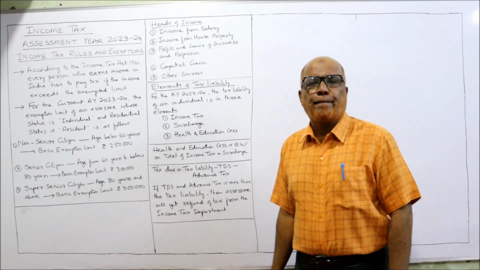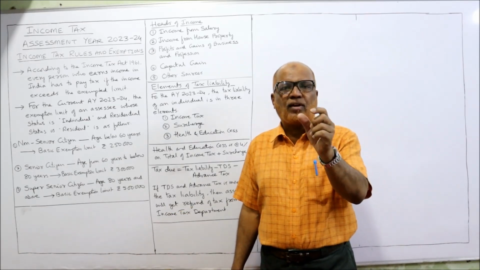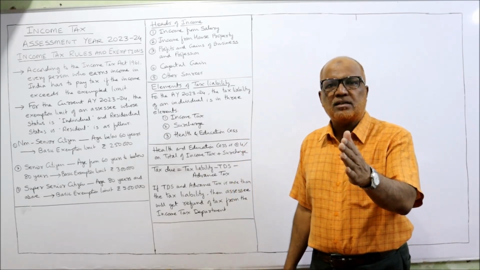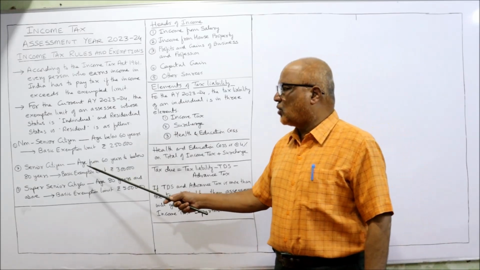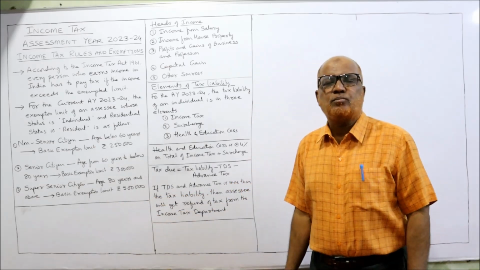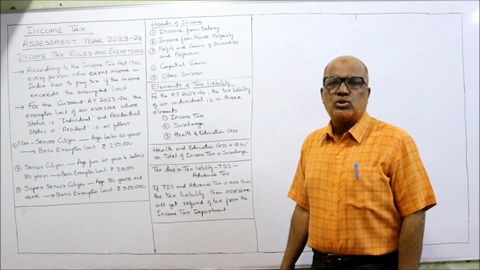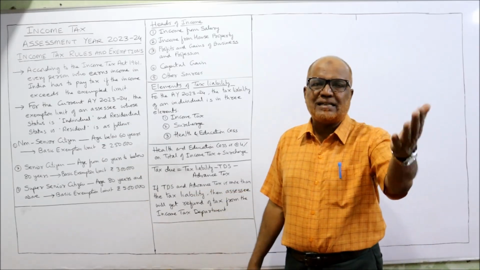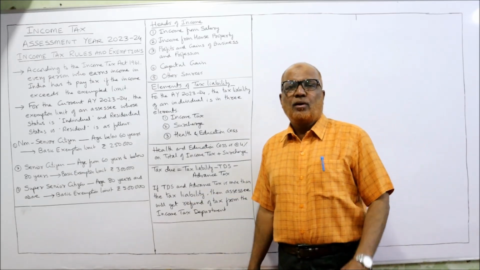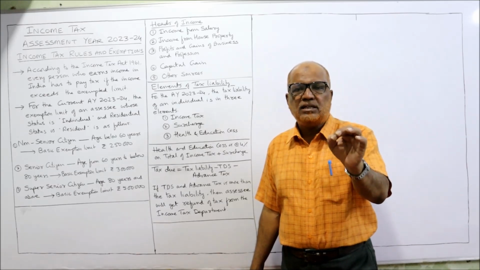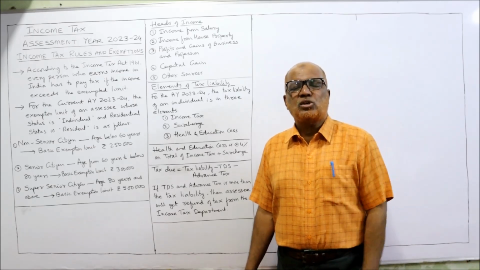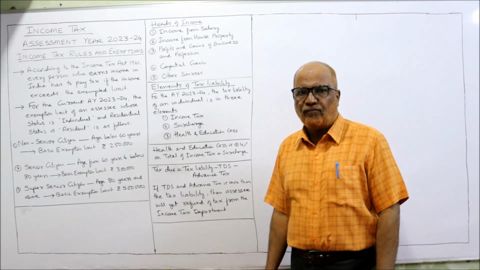Then senior citizen. A person whose age is from 60 years but below 80 years. That means from 60 years to below 80 years, the person will be called senior citizen. Basic exemption limit is 3 lakh. So if this senior citizen's income exceeds 3 lakh, he has to pay the tax. Last one, super senior citizen. When a person's age is 80 years or more, they are called super senior citizen. And the basic exemption limit for super senior citizen is 5 lakh.